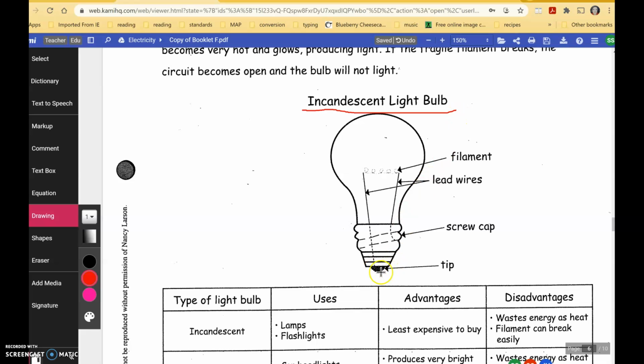So we're going to start here at the tip, which is down here at the bottom. We are going to go up to the lead wires, and we are going to go through our coils, down by our other lead wire to our screw cap. Now, the tungsten filament of an incandescent bulb resists an electric current. The filament becomes very hot, about 4,000 degrees Fahrenheit, and glows in a closed circuit.